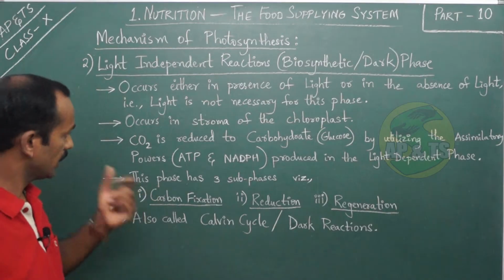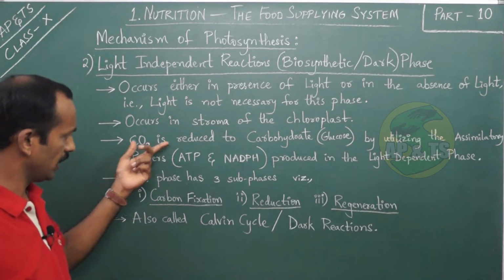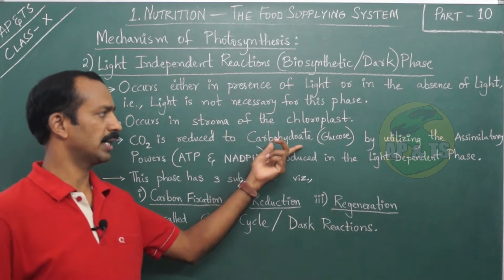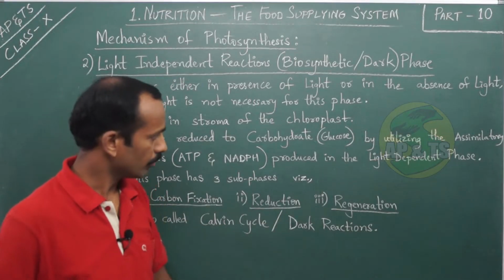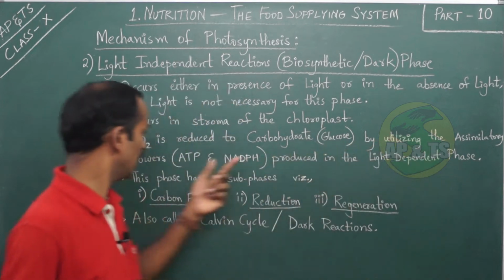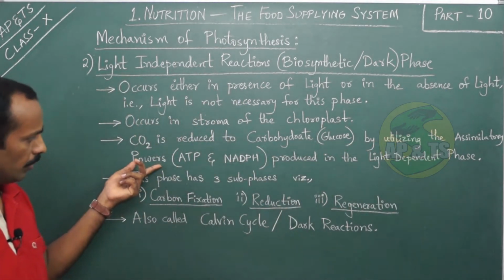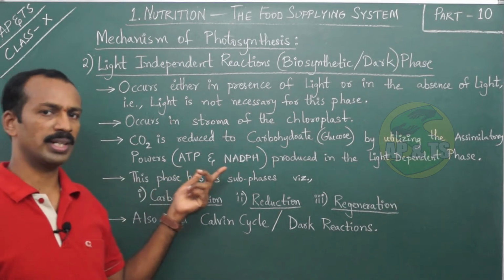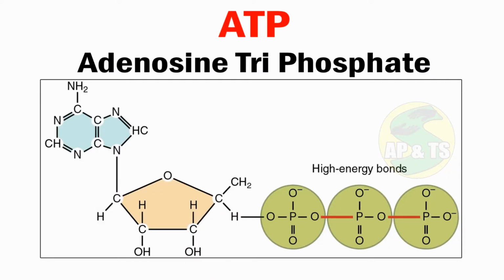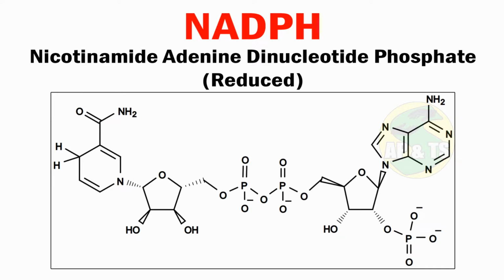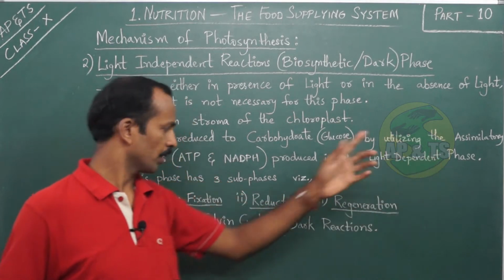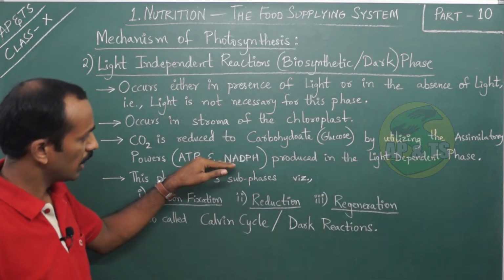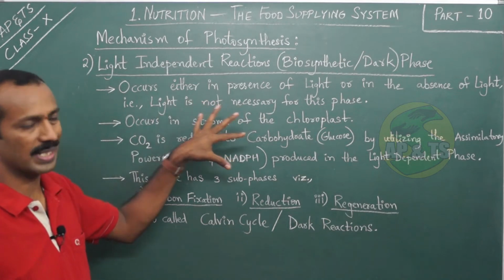Okay? Right. Next, carbon dioxide is reduced to carbohydrate. Okay? First it is the glucose. Later the glucose will be converted to other form like starch by utilizing the assimilatory powers. Here, by utilizing the assimilatory powers, already we discussed assimilatory powers are ATP and NADPH. These are produced in the light dependent phase, the first phase. So whatever these are produced, they are used to continue this second phase.